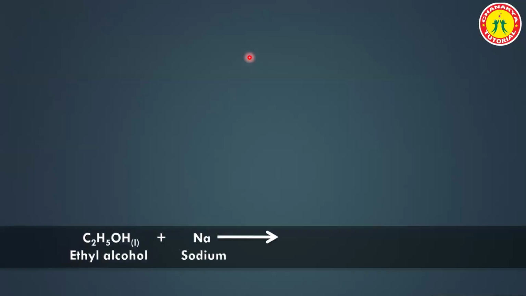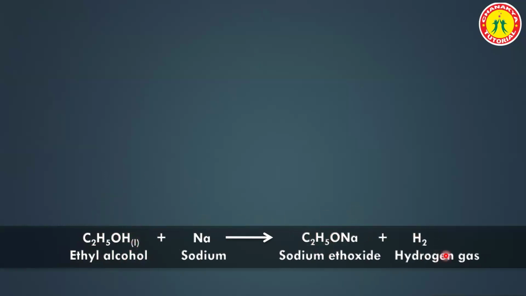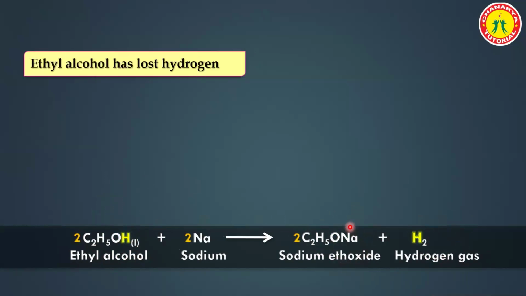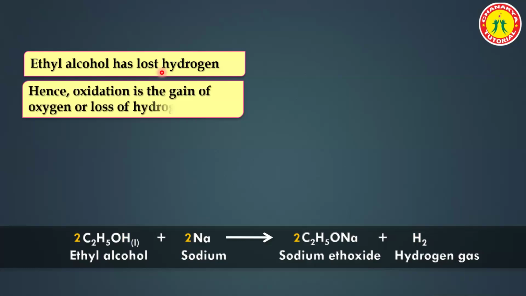Now in this reaction, if we see, this is ethyl alcohol, and this is sodium ethoxide. There's removal of hydrogen. That is, hydrogen gas is removed from ethyl alcohol. So what has taken place? Oxidation reaction, because there is loss of hydrogen. So if we have to identify what type of reaction is taking place for oxidation reaction, it is either addition of oxygen or loss of hydrogen. So in both cases, it is oxidation. So oxidation can be gain of oxygen or loss of hydrogen.